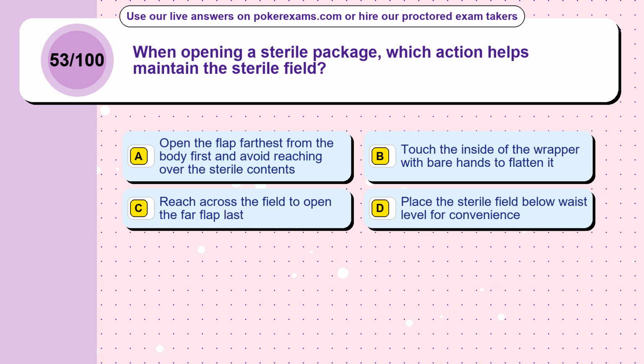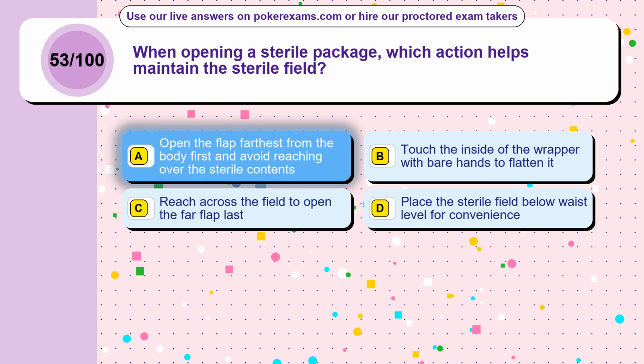Reach across the field to open the far flap last. Option D. Place the sterile field below waist level for convenience. The correct answer is option A. Open the flap farthest from the body first and avoid reaching over the sterile contents.